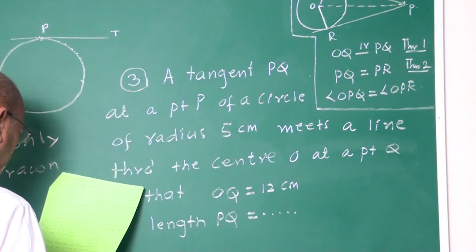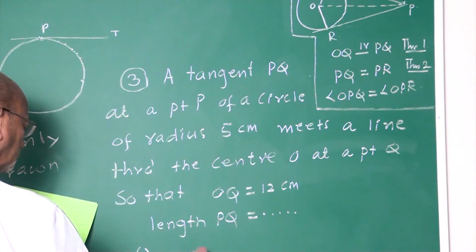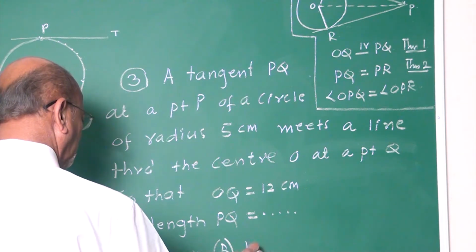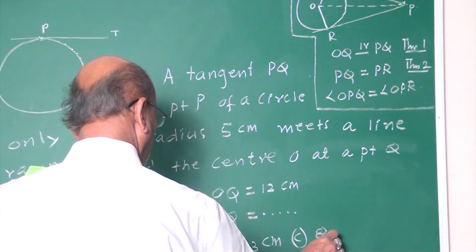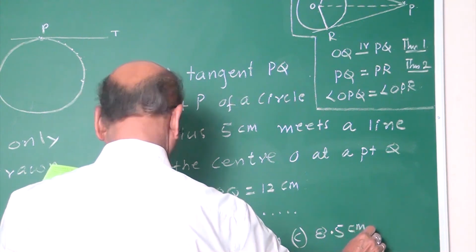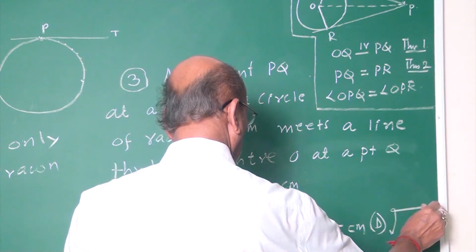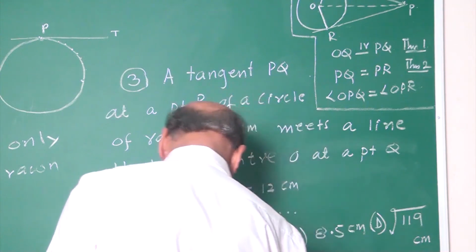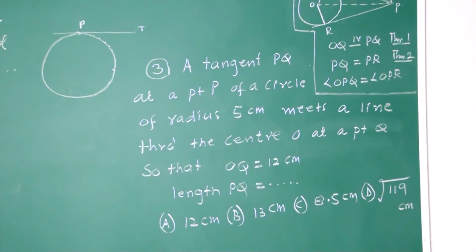Yes. First option A, 12 centimeter. B, 13 centimeter. C, 8.5 centimeter. D, square root 119 centimeter. These are 4 options, my friends. This comes under 2 mark question.